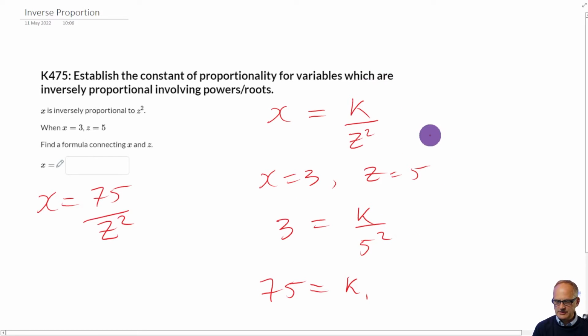Now, when doing these questions, a lot of students make the mistake of just writing x equals k over z for inverse proportion because they see the inverse proportion but forget about the squared bit. So make sure you don't forget about the squared bit when doing these questions.